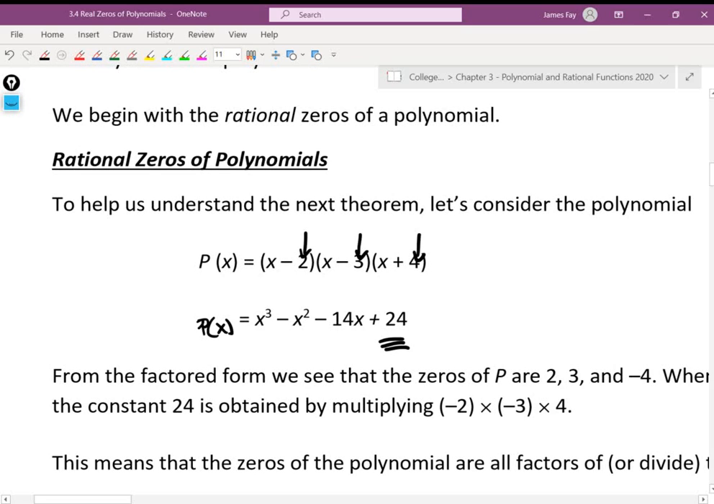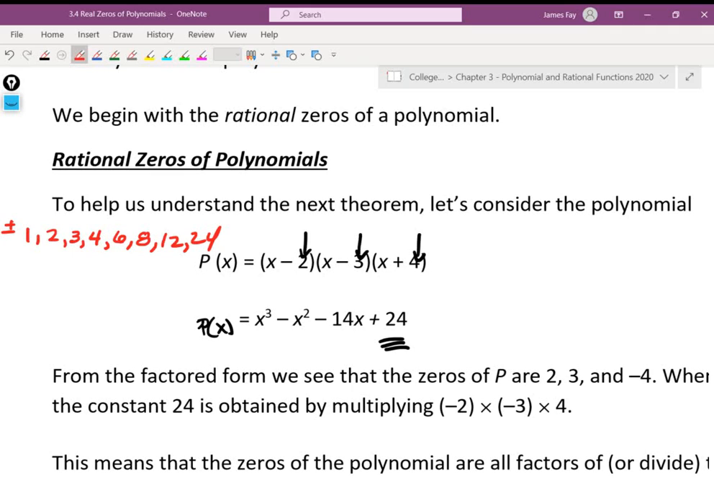Okay. Now, that being said, what are the factors of 24? 1, 2, 3, 4, 6, 8, 12, 24. How many we got there? 8? Yeah. We got 8, and we actually have 16, because they're plus or minus. Okay? So, the factors of 24 within that list are potentially zeros.